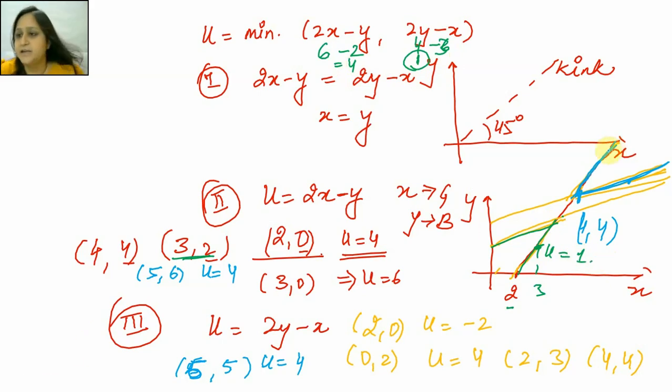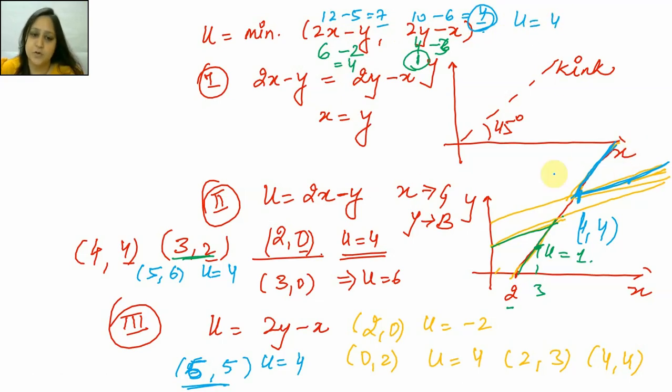Again, let's reiterate this one कि यहाँ पे क्यों है. Let's take a point like 6, 5. 6, 5 मैंने यहाँ पे डाला. 6, 5 is 12 minus 5, which is 7. 6, 5 is 10 minus 6, which is 4. Minimum of 7, 4 is 4. That means the utility is of 4, which is what the curve's utility was.